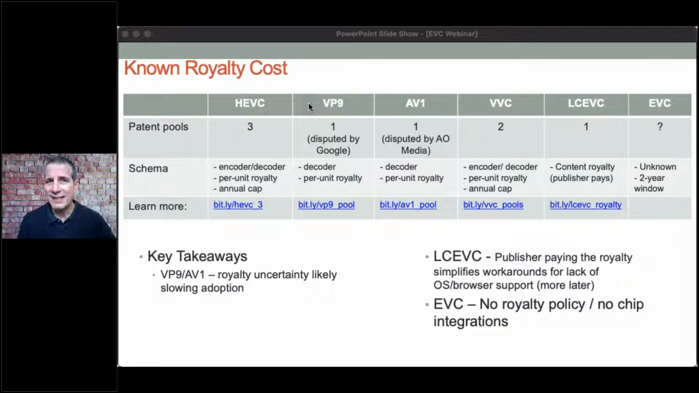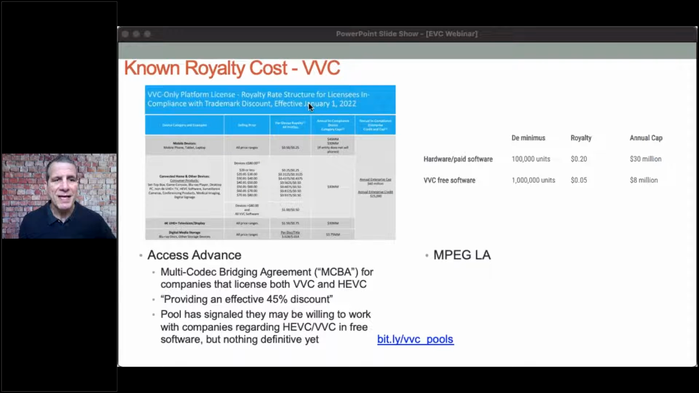And then EVC, the EVC patent holders promised to have a royalty structure in place within 2 years after the first draft international specification, which occurred, I think, in May 2020, and they're going to wait until the last possible minute. So nothing is out yet from them, which I think is holding back implementation of the codec, which to this point has been very, very minor. We'll look at that in a moment as well. There's the known royalty cost for VVC. There's two pools, Access Advance on the left, MPEG LA on the right.